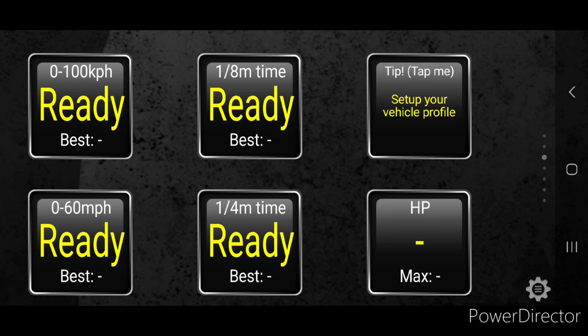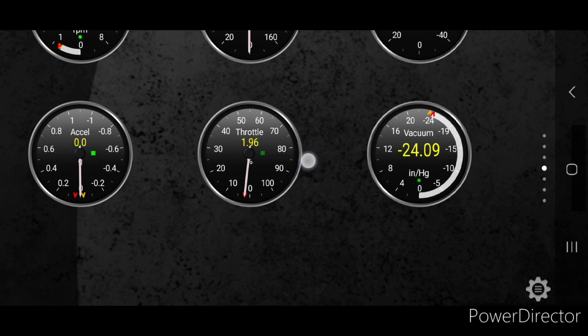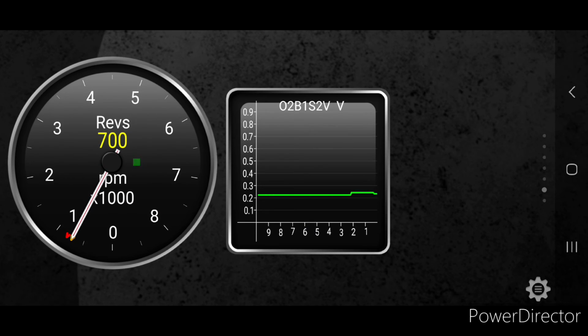So temperature is 95. Vehicle is not running. Engine speed is 712 to 700 RPM. That's our idle, guys. Throttle is open 1.96%. Vacuum is good. That's normal. Negative 2394. This is our O2 sensor, guys. It's 0.2.